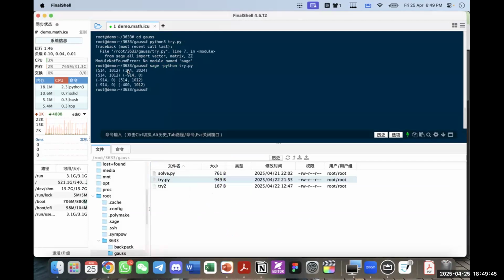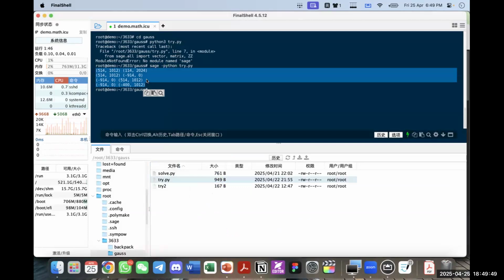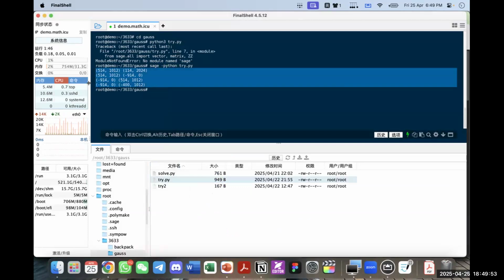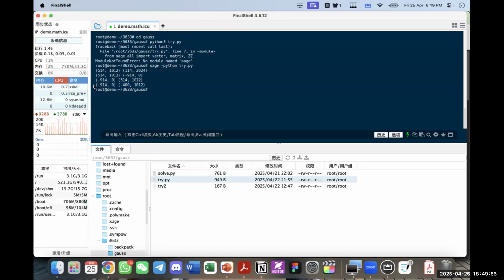Okay, so it gives me the step by step. So this is actually the steps in my slides. So these are the steps, and then this is the final answer. So this one is the final reduced V1, and this is the reduced V2. So this one is the shortest non-zero vector within the lattice, and these two are the shortest bases. So let me go back to the slides.